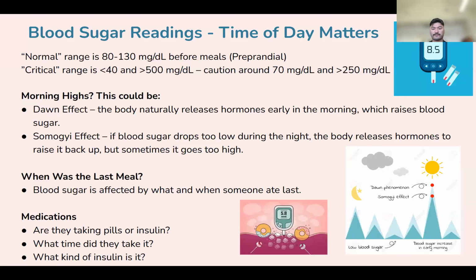And you also want to reflect on what medications they are currently taking. So are they using insulin or any oral medications? What time did they take it? What type of insulin is it? Is it short acting or long acting? We'll dive into those medications in a couple slides. But knowing these details can help figure out if your glucose readings make sense or if something needs to be adjusted.